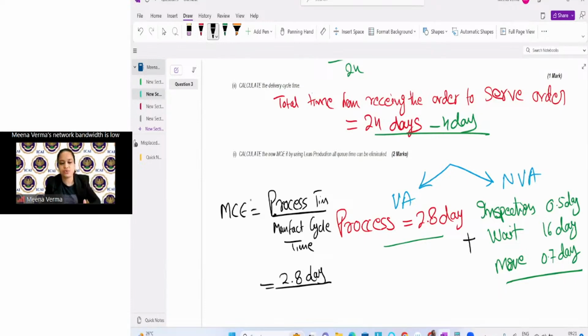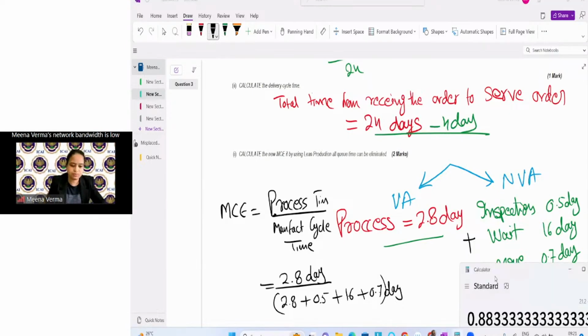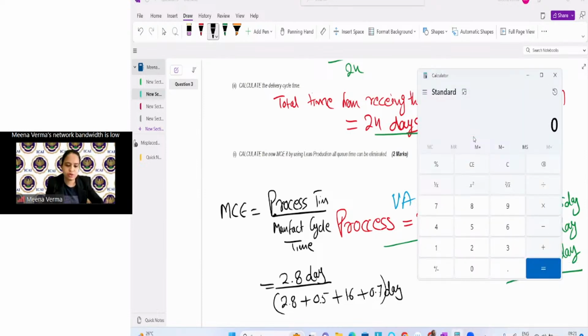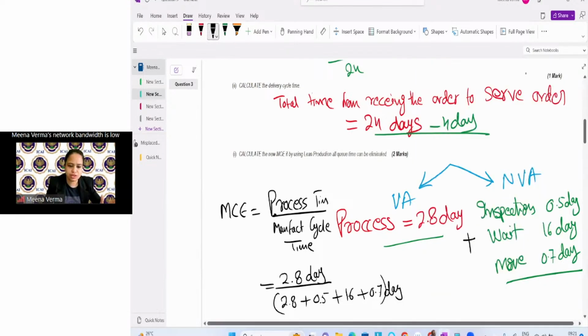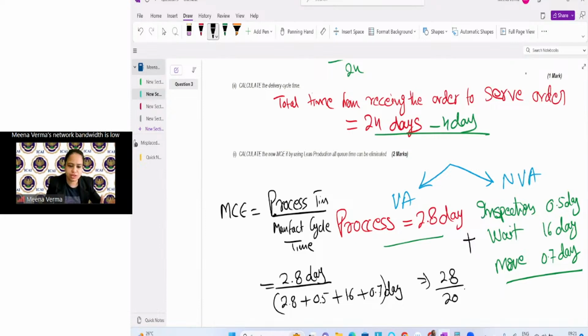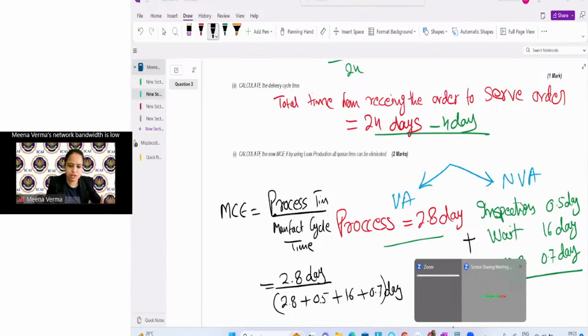So add all these times: 2.8 plus 0.5 days plus 16 days plus 0.7 days. Let's see what it is coming to. It will be 20, I know, because we have removed 4 days out of 24. But just for your knowledge, let me add it quickly: 0.5 plus 16 plus 0.7. If you add them, it comes to 20 days. So 2.8 divided by 20. What is the percentage coming?